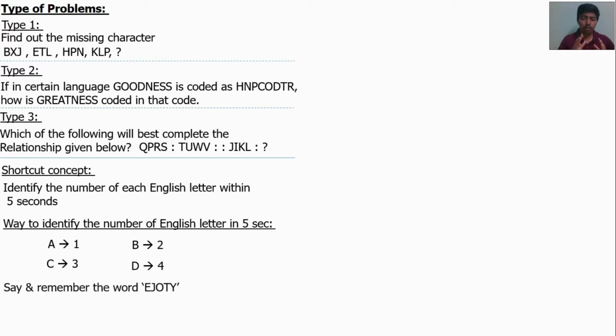First, we have to remember your girlfriend's name is Ijoti. Here E, J, O, T, Y are multiples of 5. E is fifth position. J is 10th position. O is 15th position. T is 20th position. Y is 25th position.